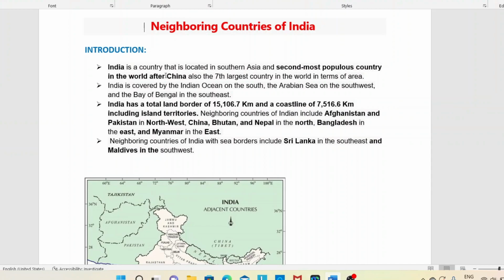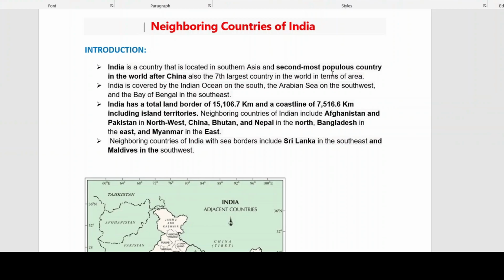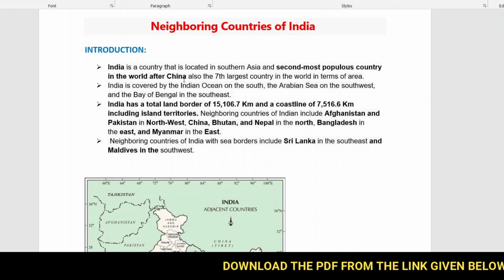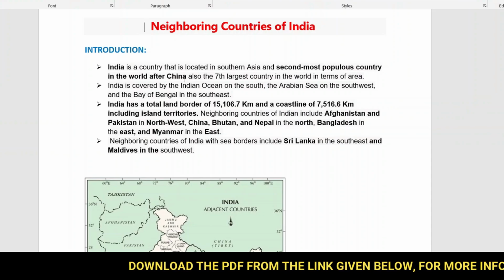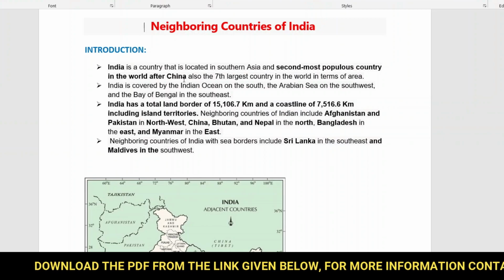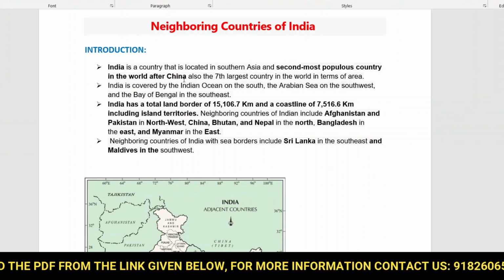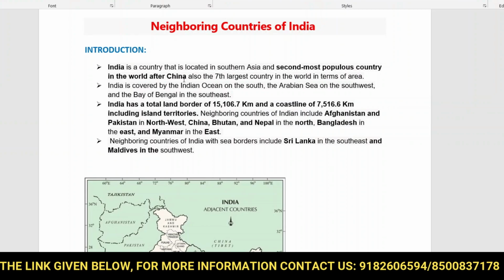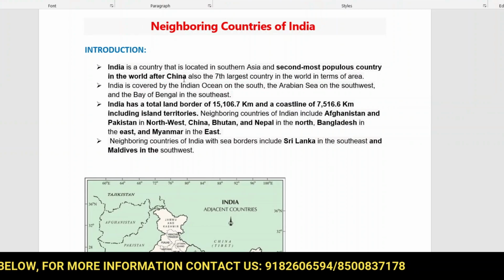India is a country located in southern Asia and the second most populous country in the world after China, and also the seventh largest country in the world in terms of area. Important point: India is the seventh largest country in the world in terms of area.